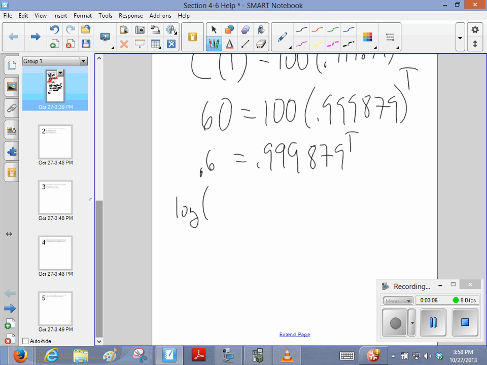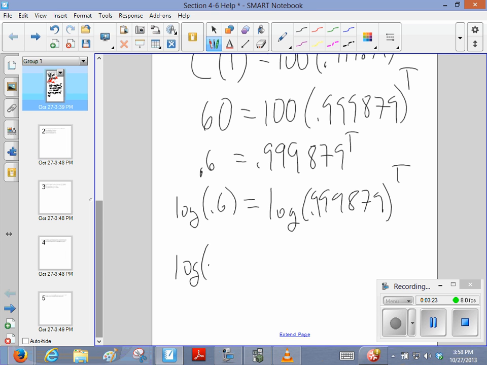And then because the t is the exponent, it locks up, so we're going to use logarithms to solve this exponential equation. 0.999879 to the t, and then because I am taking the log of both sides, and I have the logarithm of that exponent on this side, I can use the power property of logarithms to slide that in front.